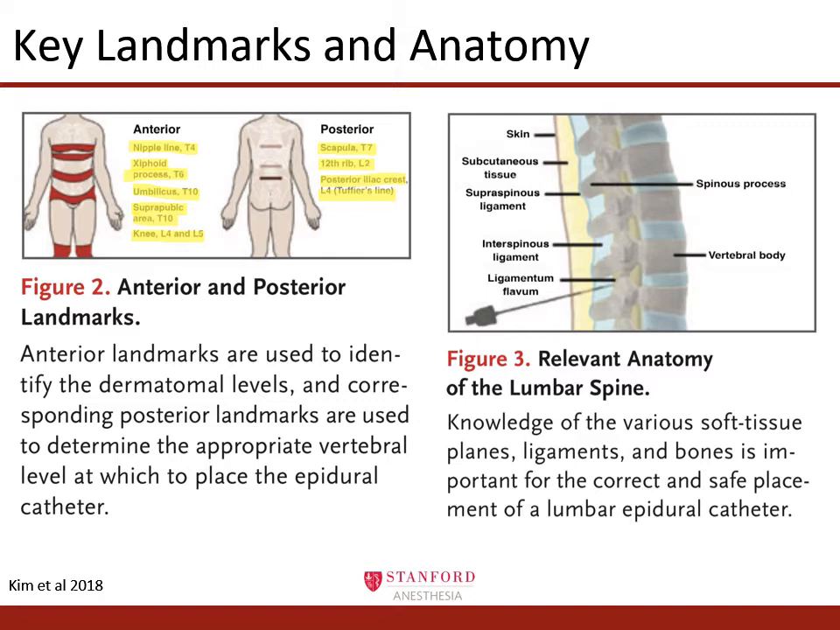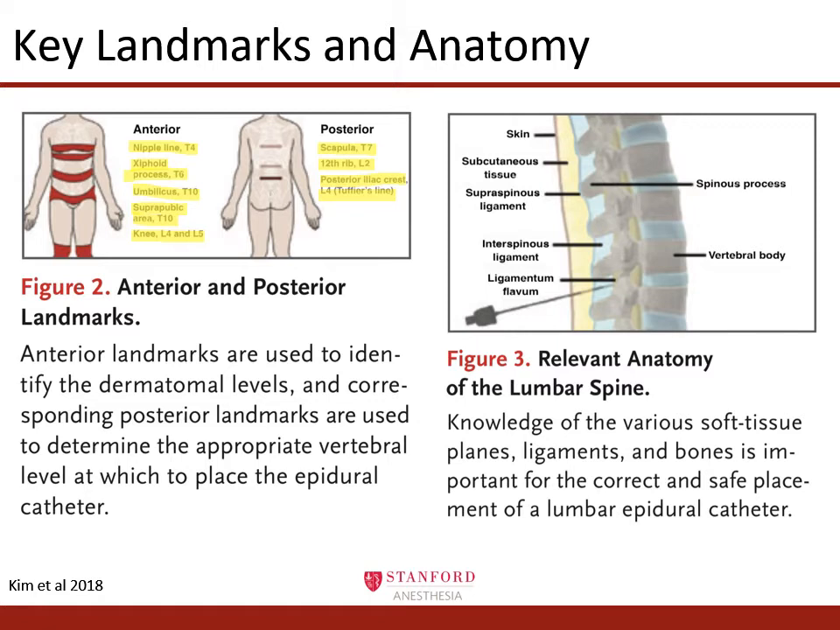Moving on, let's discuss the anatomy of the spine. The epidural space surrounds the dura mater, which forms the outermost boundary of the intrathecal space. The intrathecal space contains cerebrospinal fluid and the spinal cord. The epidural space contains fat, lymphatics, veins, and the nerve roots that traverse the space. There is no free fluid in the epidural space.